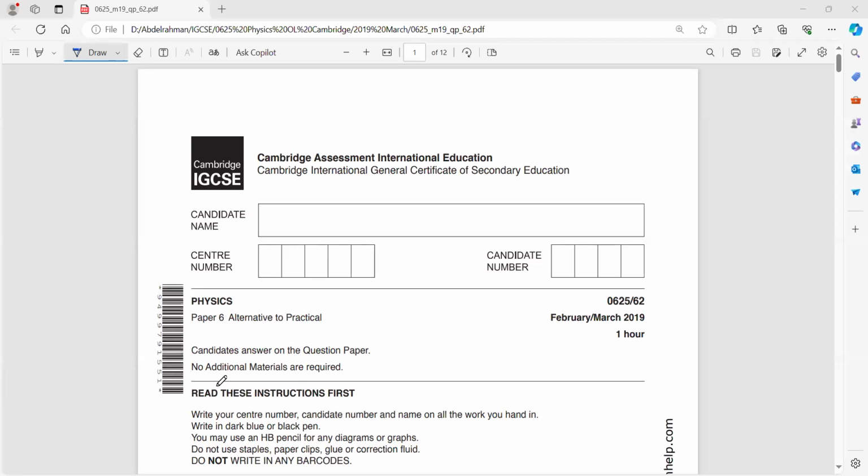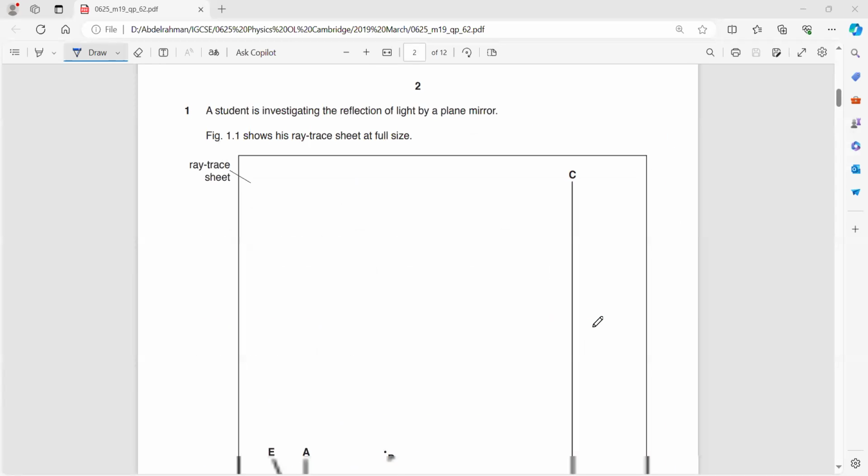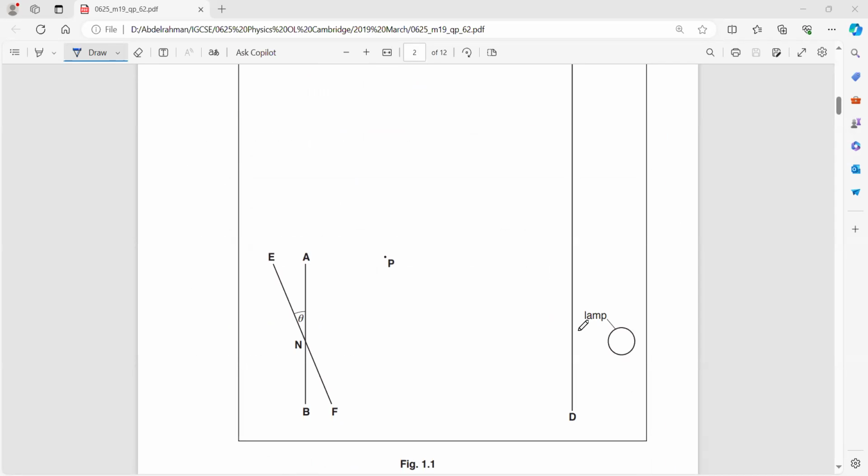March 19, paper 6, variant 2. Question 1. A student is investigating the reflection of light by a plane mirror. We have a plane mirror, and he needs to investigate the reflection of the light.